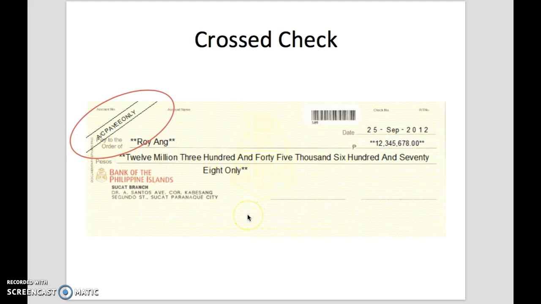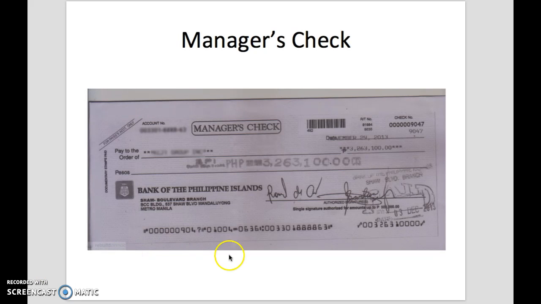Also, this can only be deposited to Roy Ang's account, meaning, for example, if I have this check, I can't instruct the bank to deposit it to my savings account because obviously I'm not Roy Ang. And then here we have an example of a manager's check. In real life, it's not black and white. It usually has the same color as the other checks I've shown you.